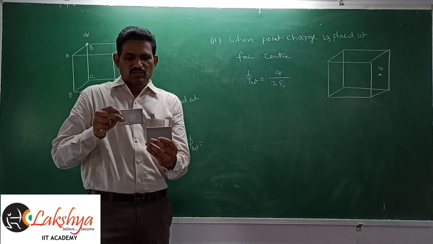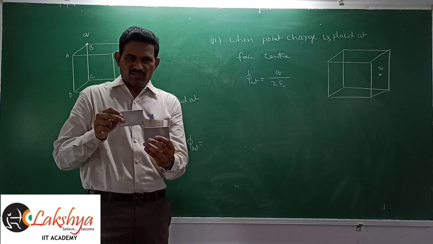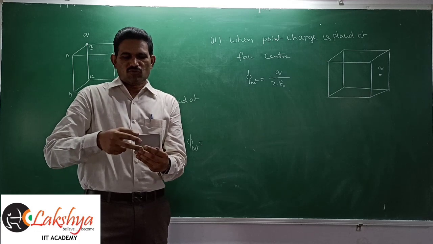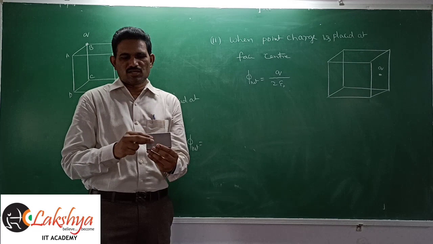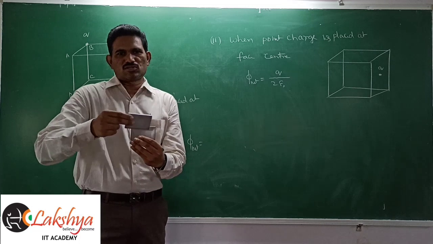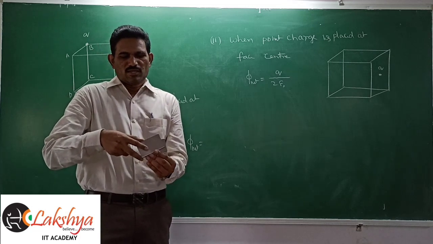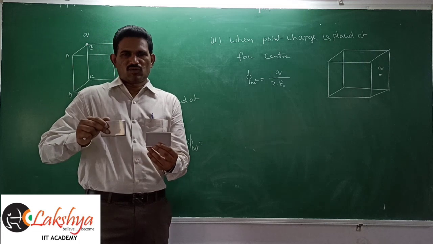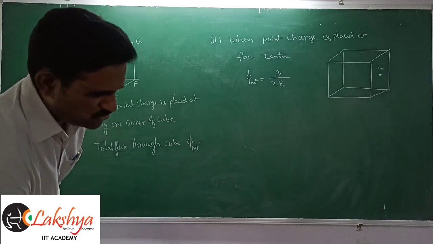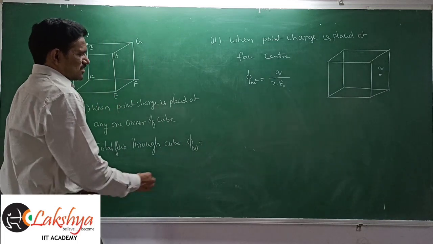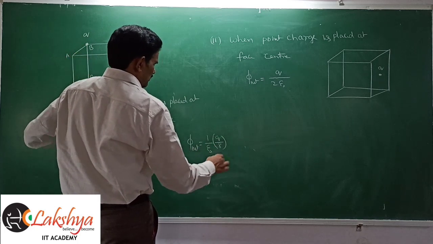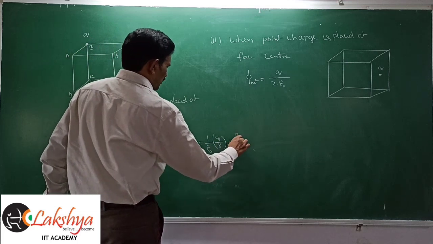In addition to this, we are placing 3. On the top we can place another 4, and this corner will be shared here. Above this we can place one, and similarly above the other 4 also. So we can place 8 cubes, and the charge will be shared by a total of 8 cubes. So now the total flux is 1 by epsilon naught times the charge. The charge belonging to this cube will be q by 8, so it will be q by 8 epsilon naught.